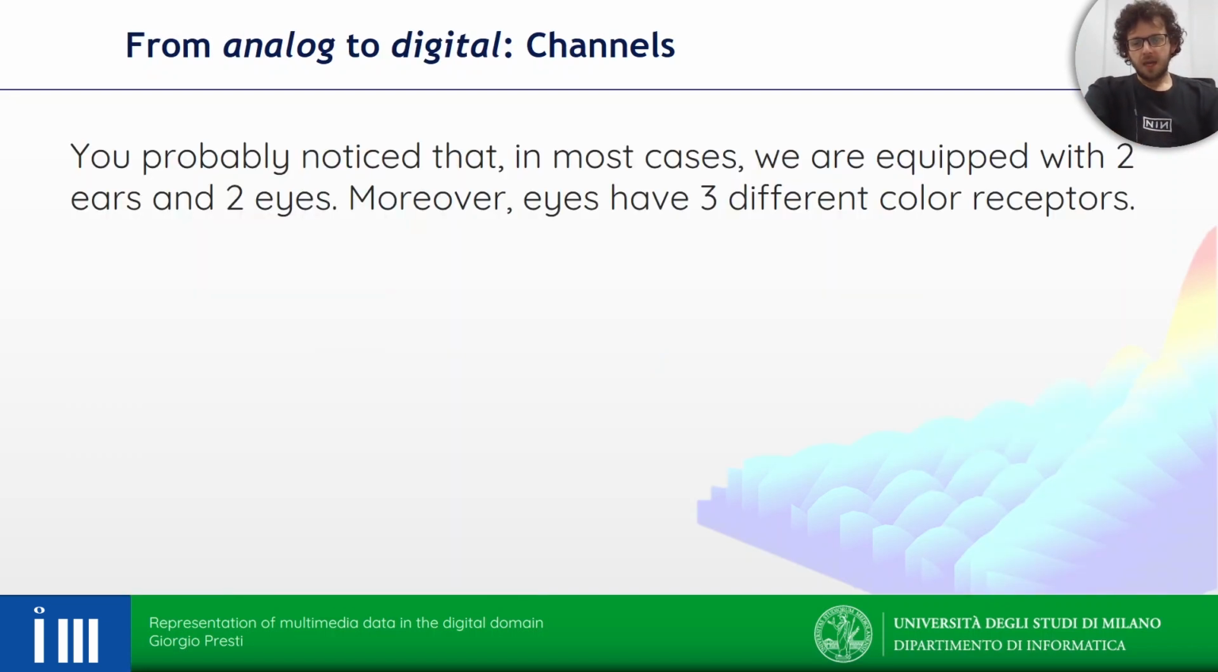Finally, once we have sampled our signal and quantized our signal, we have a digital representation of our signal. But you probably noticed that in most cases, we are equipped with 2 ears and 2 eyes. Moreover, our eyes have 3 different color receptors. How does this fit into the digitalization process?